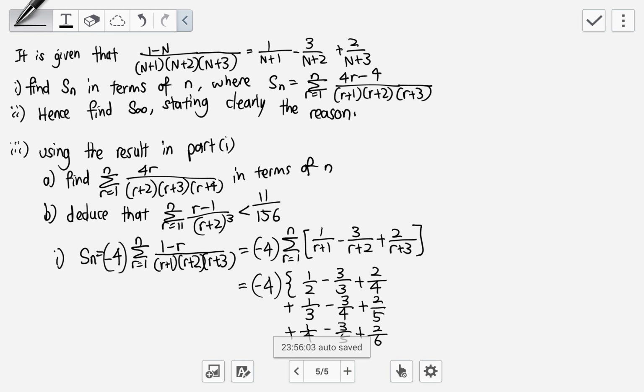If I continue to here, I will add another one, let's say the fourth term. Actually, you can stop as and when you catch the pattern. So minus 3 over 6, and the last one is 2 over 7. So you realize that 2 over 4 plus 1 over 4 will give me 3/4. 3/4 minus 3/4 will just cancel away. So 2/5 plus 1/5 is 3/5. 3/5 and minus 3/5 would just cancel away, and I'm left with 2 over 6, and then there will be another term here which cancels away.